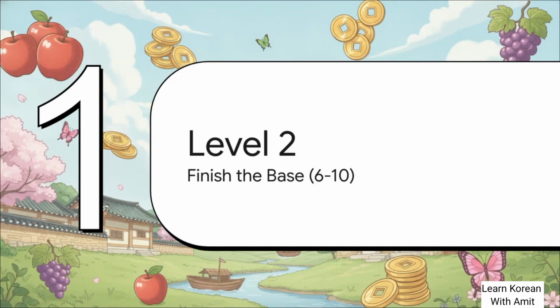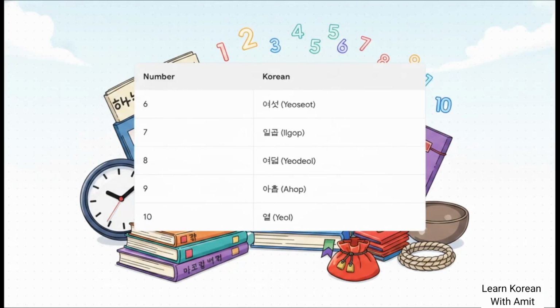Level 2. Finishing the base, numbers 6 through 10. Now we're just going to transition smoothly to the second half of the sequence. 6 is yeosot, 7 is ilgop, 8 is yeodeol, 9 is ahop, and 10 is yeol.